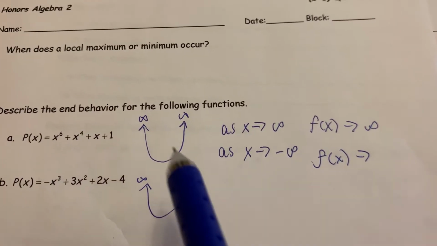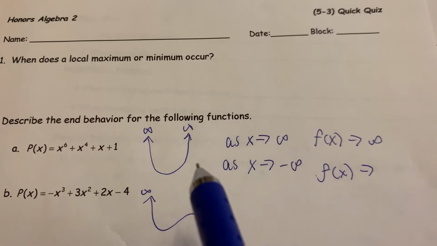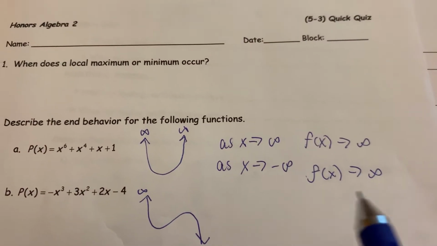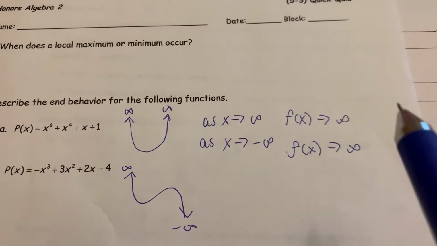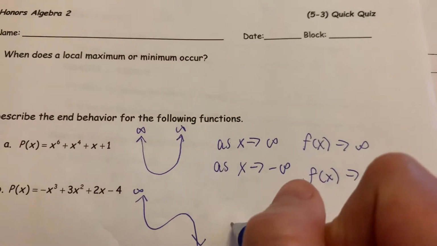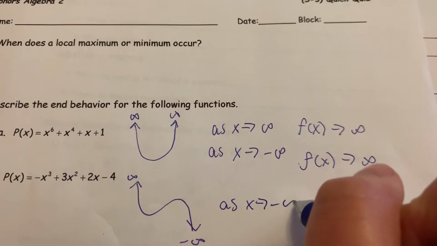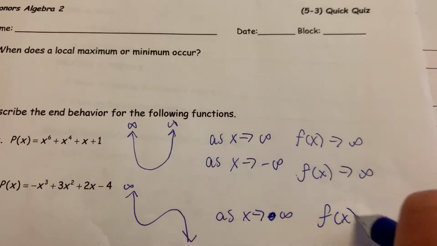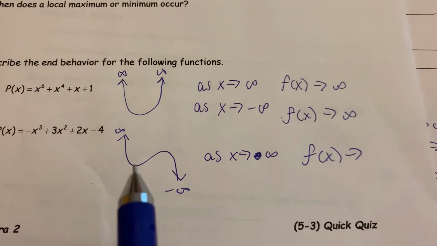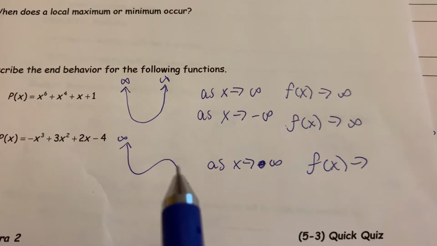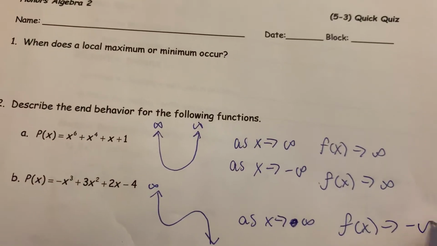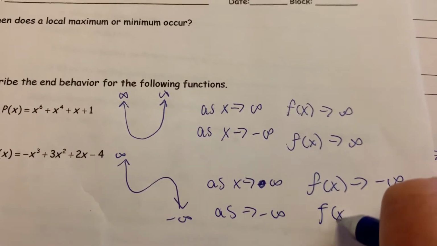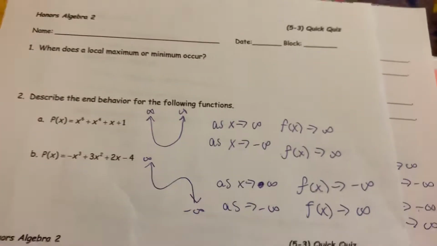And as x approaches negative infinity, your output, your y or f of x, is going to positive. So this is your answer. This is describing the end behavior. And this one, as x approaches negative infinity, positive infinity. As x approaches positive infinity, f of x is going negative. And as x approaches negative infinity, f of x approaches positive infinity.